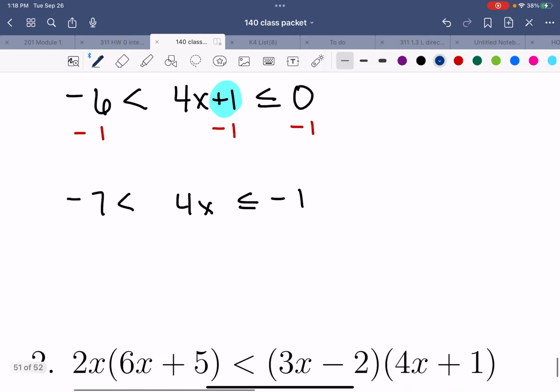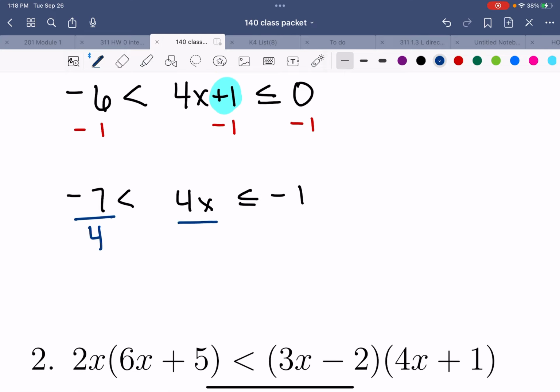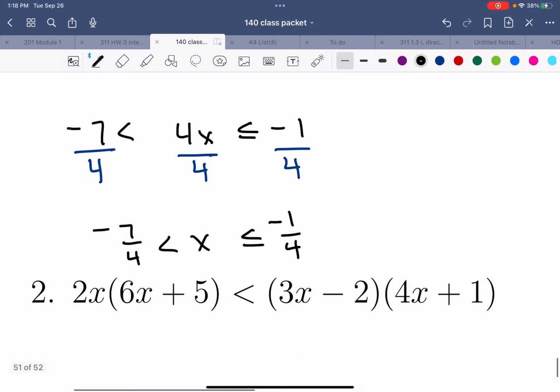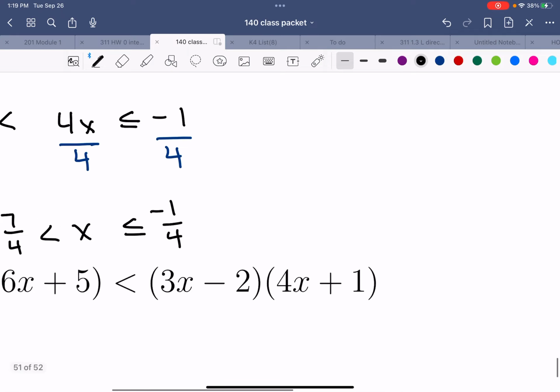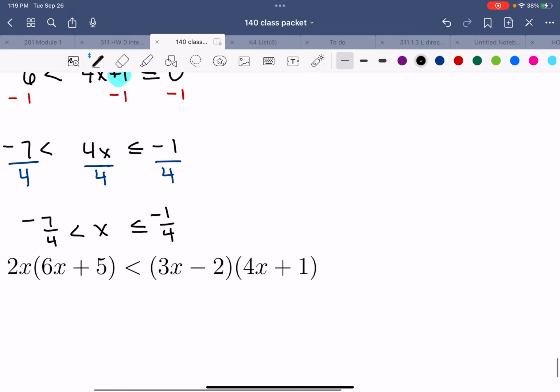Now I want to get rid of that 4, so let's divide everything by 4. And that's going to leave me with negative 7 over 4 is less than x is less than or equal to negative 1/4. Notice I didn't flip any inequalities because every time I multiplied or divided, I did so by a positive value. Then I want to go ahead and graph this.